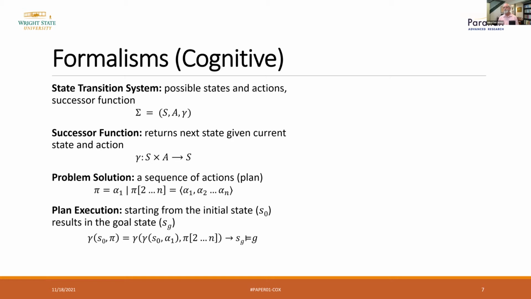Now, plan execution can be represented with gamma. We have from the initial state S0 and the first action, we come up with S1, which is then applied again to the remainder of the plan. Iteratively, you will get to a final state S of G, which should entail the goal. And I say entail rather than it's a subset because the goal, for instance, could be abstract. I want some block on block A. And so there could be many states that would entail that goal expression.